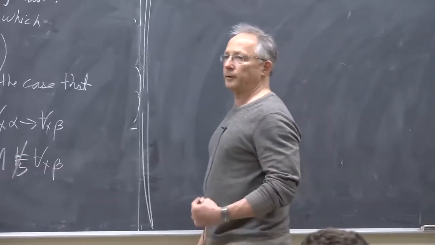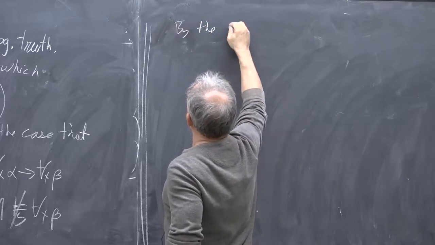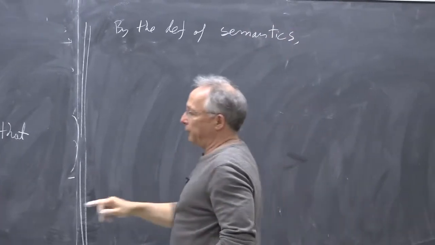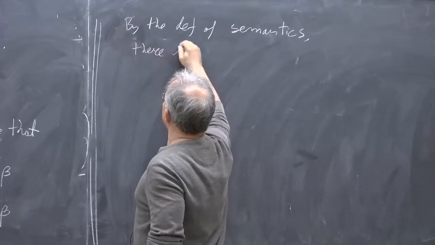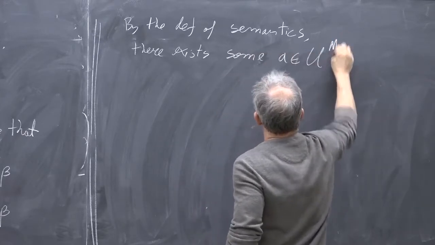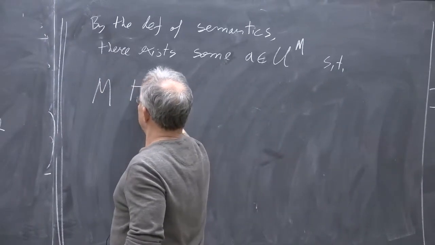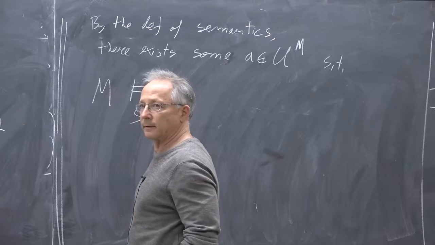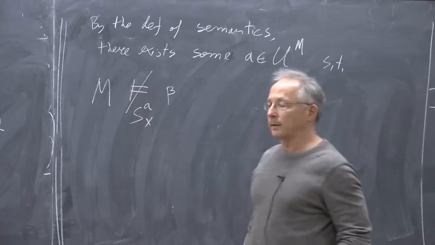Now we go into the definition of the semantics. By the definition of semantics, if M under S does not satisfy for all X beta, there exists some A in the universe of M such that M under S, when I substitute this A for X, does not satisfy beta.